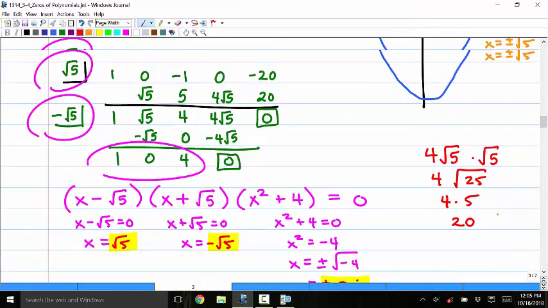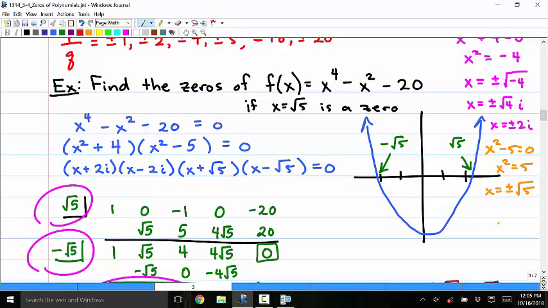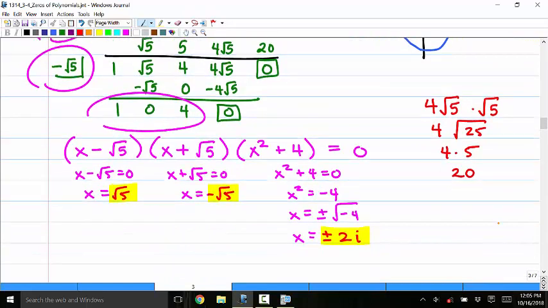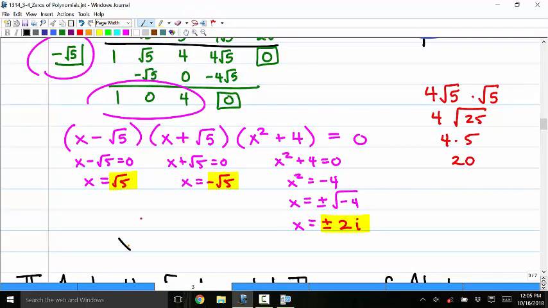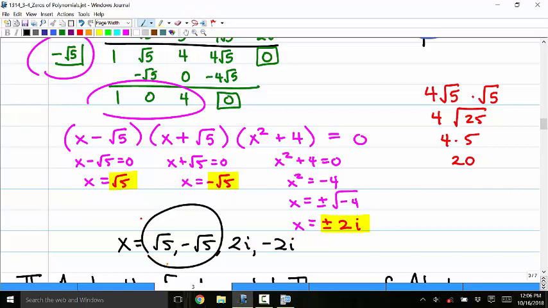Okay, so to answer this question, find the zeros. What are the zeros? The answer should be root 5, negative root 5, 2i, and negative 2i. One more time, these are irrational real zeros. These are imaginary zeros. It was a degree 4 polynomial. How many zeros did I have total? Degree 4 polynomial, there are 4 zeros.